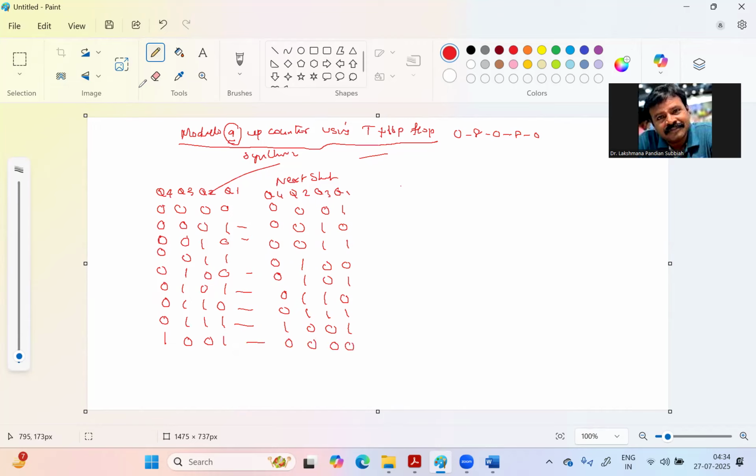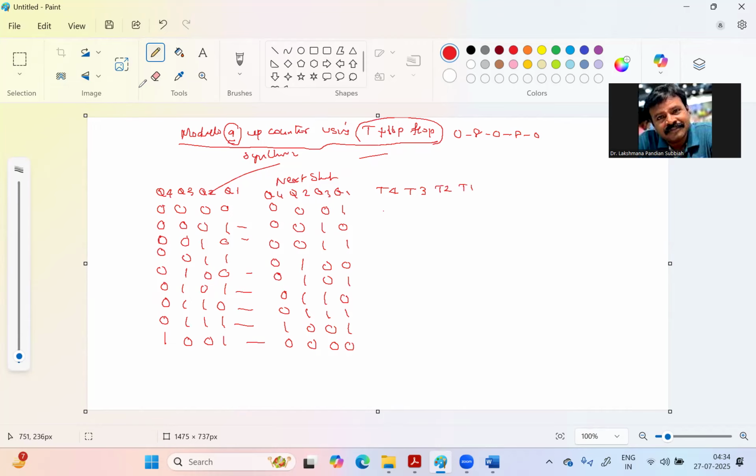Right. Now we are going to design using T flip-flops. The characteristic of the T flip-flop is, if you give 0, there is no change. If you give 1, then it toggles. So now what input do we have to give for that change? T4, T3, T2, T1. Right.